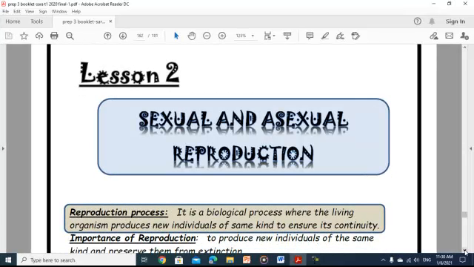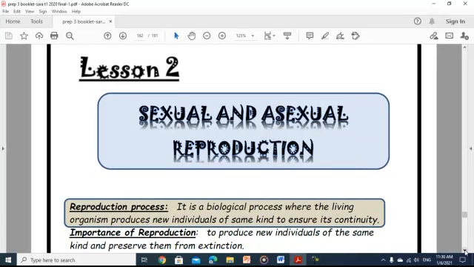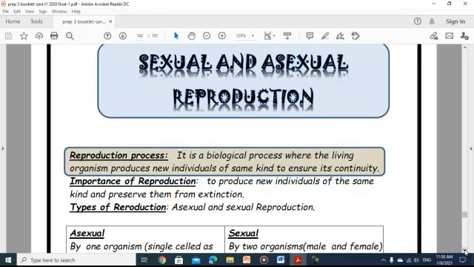Firstly, the meaning of reproduction itself. Reproduction is the biological process where living organisms produce new individuals of the same kind. It's an important one, of the same kind. Why? To ensure its continuity, to protect its species from extinction.